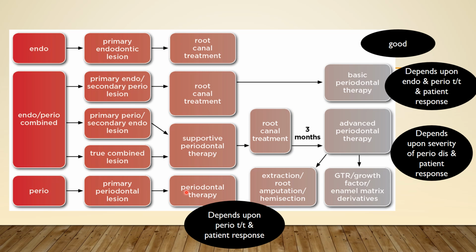So next is the primary periodontal lesion, which is treated with periodontal therapy. First, phase 1 therapy. If it is not resolved by phase 1 therapy, it will lead to surgical therapy. The prognosis always depends upon perio treatment and patient response. So this is a decision tree for endoperio lesions and the prognosis. Okay, so that's all about endoperio lesions.